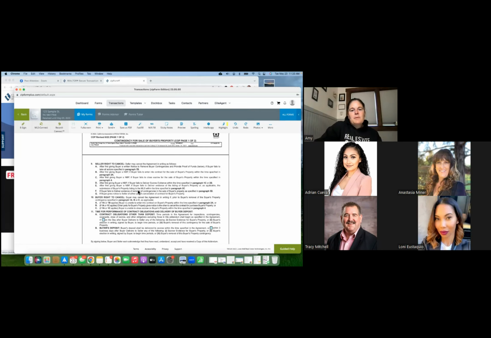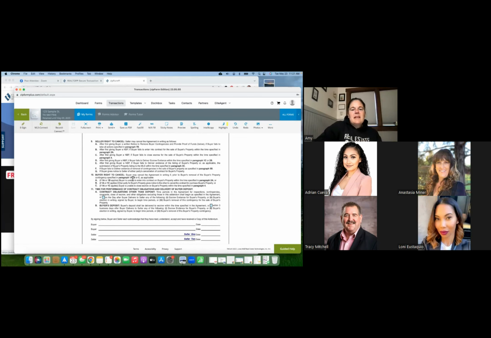The submission of the buyer's property listing to the MLS within the time specified in 3C is the conclusion of that one. Buyer fails to deliver evidence of removal of contingencies on the sale of buyer's property as specified in paragraph 5B. So that's on the property they're selling, that the buyer's removing their contingencies. If the buyer gives notice to seller of either party's cancellation of contract for the buyer's property. Okay, so if anybody cancels on their purchase, then the seller can cancel.